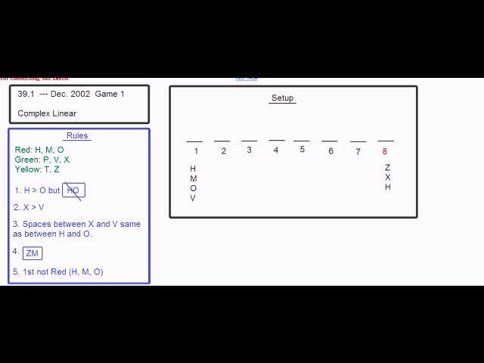This is a complex linear game, and the reason it might be helpful to think about it as complex, instead of just a regular linear game, is because it has this extra characteristic of each of the variables.